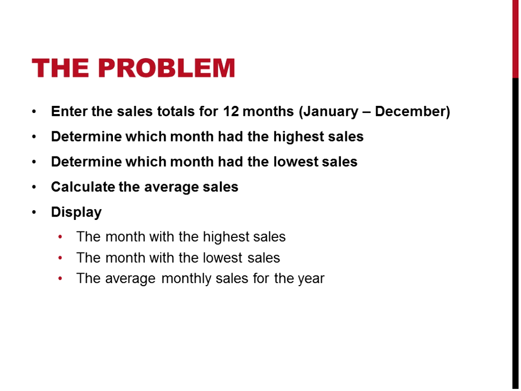The problem we're going to work with is a computer program where we enter the sales totals for 12 months, January through December. The program needs to figure out which month has the highest sales and which month has the lowest sales. We need to calculate the average sales, and then display those: the month with the highest sales, the month with the lowest sales, and the average monthly sales for the year.